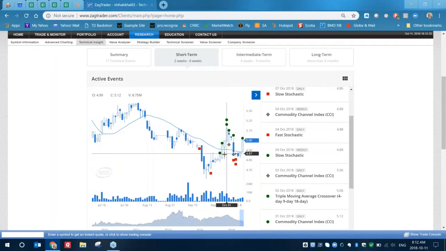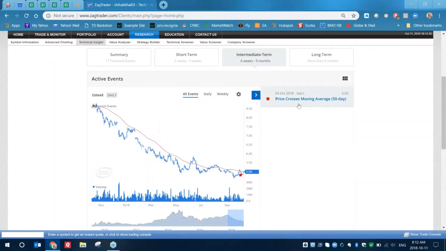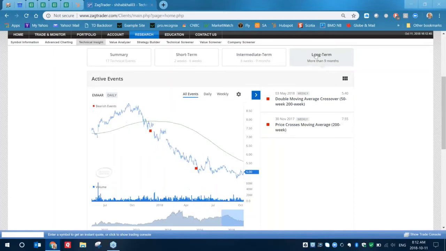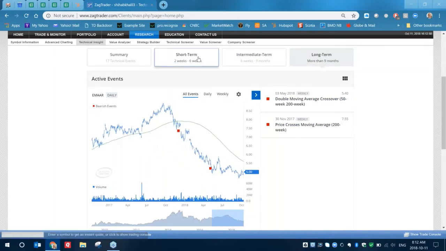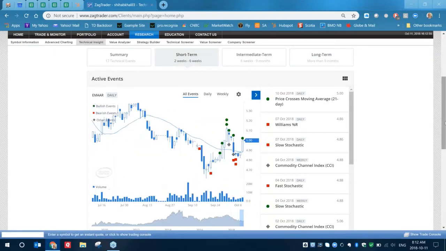If I was looking at a longer-term history, I could look at the intermediate term, and I only have one event in that time horizon, a bearish price crossing the 50-day moving average. For the long term, we have 2 bearish events. So this stock is actually looking kind of bearish in the intermediate and long term, but more bullish in the short term. So we may actually be seeing a reversal in the price of this stock, and it may be poised to move higher over the coming weeks and months.